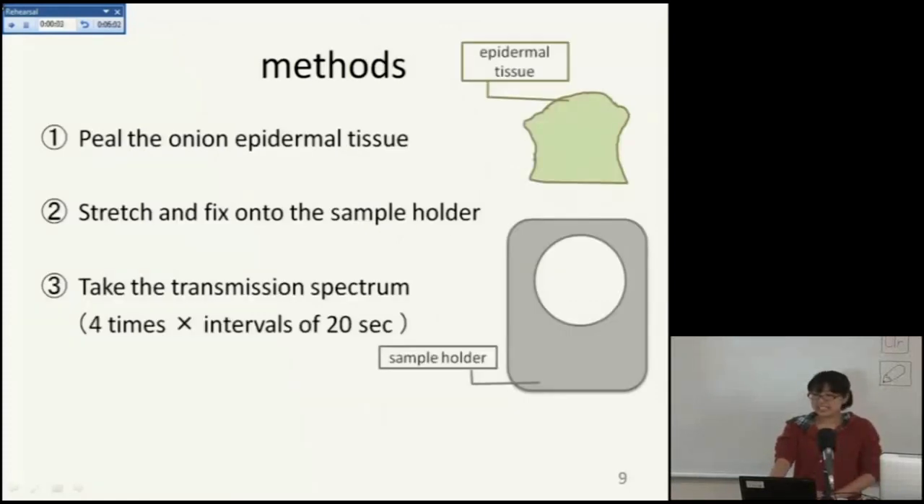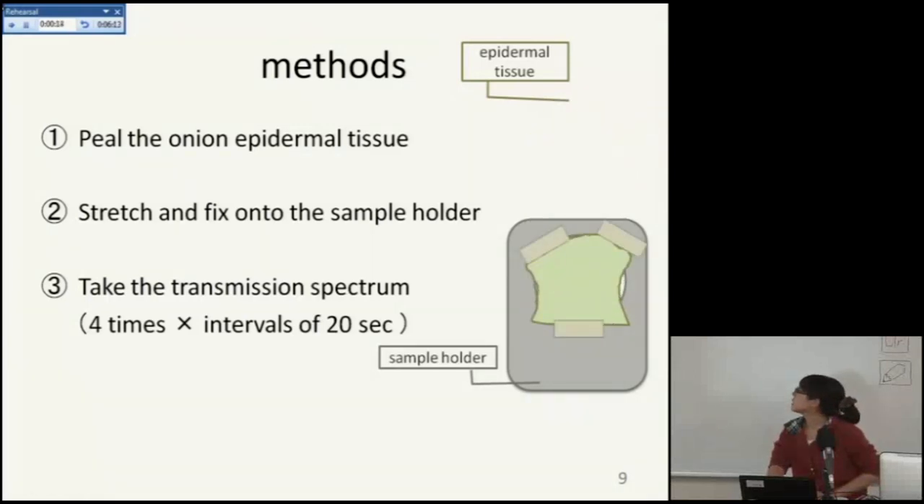Next, these are the experimental methods. First, I peel the onion epidermal tissue into optimum size and stretch and fix it onto the sample holder like this, and place the sample holder into the measurement chamber, which is filled with dry air. And finally, I take the transmittance spectrum 4 times with intervals of 20 seconds each.